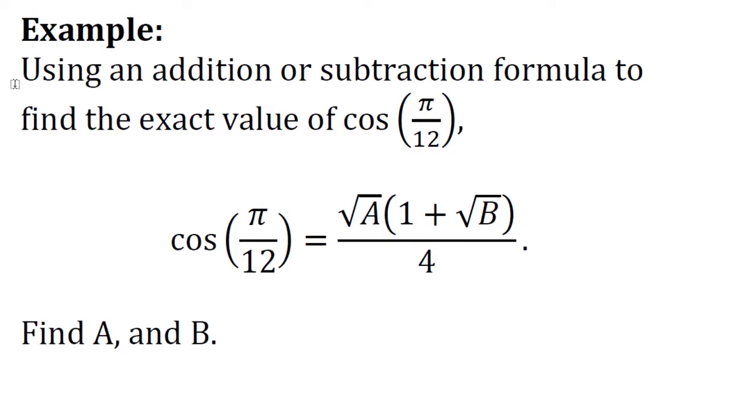And so once again, using an addition or subtraction formula to find the exact value of cosine of pi over 12, then cosine of pi over 12 can be equal to square root of a times in quantity 1 plus square root of b all over 4. Find a and b.